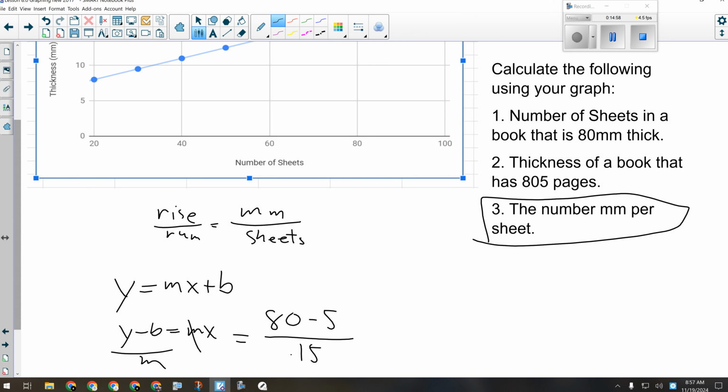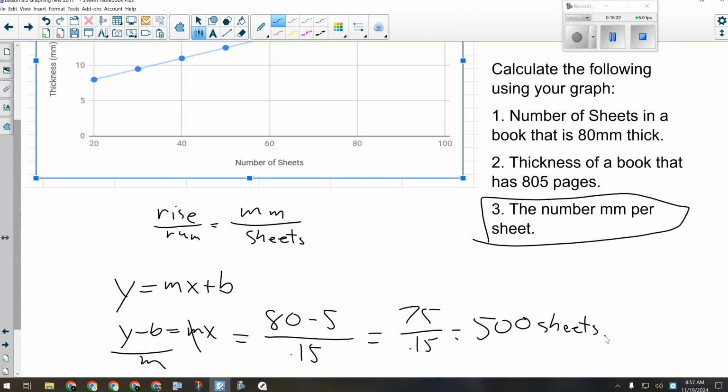What we've got here is millimeters divided by millimeters per sheet. What am I going to be left with? Sheets. Yeah, that's what I'm looking for, so that's good. So I'm going to have 75 divided by 0.15. Sorry, I forgot to fire up my calculator. What does that come up to? 500? Okay, 500 sheets. Pretty straightforward?